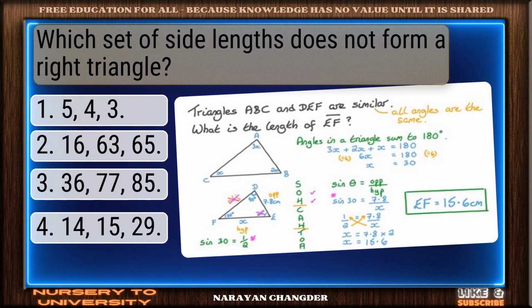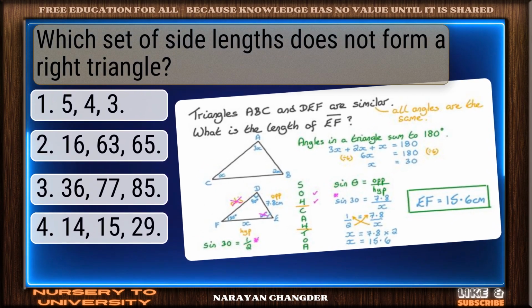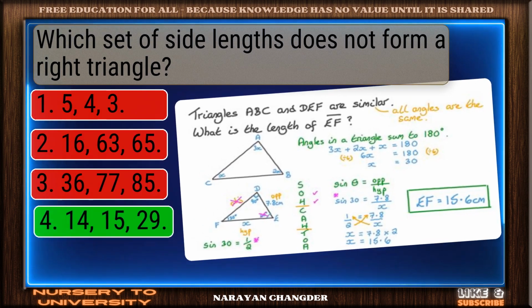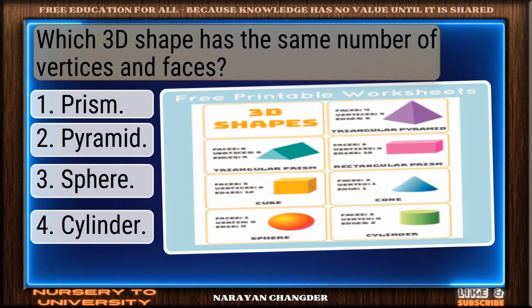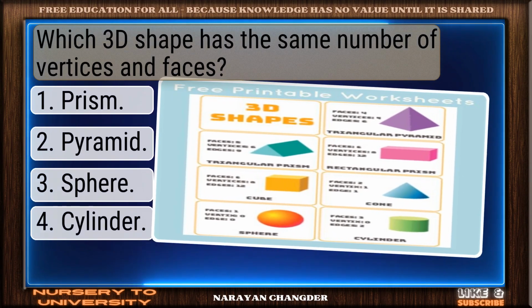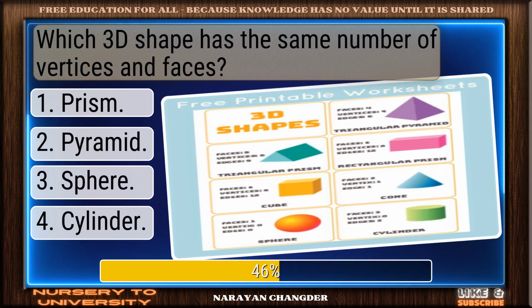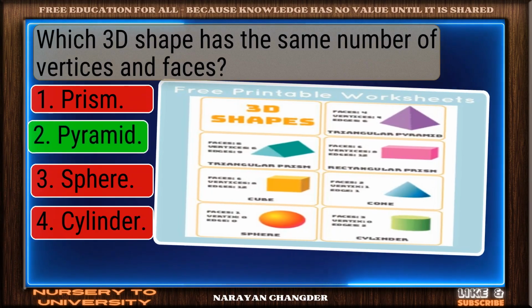Question number 71. Which set of side lengths does not form a right triangle? Perfect. 14, 29 is the correct choice. Question number 72. Which 3D shape has the same number of vertices and faces? Right choice. Pyramid is the best answer.